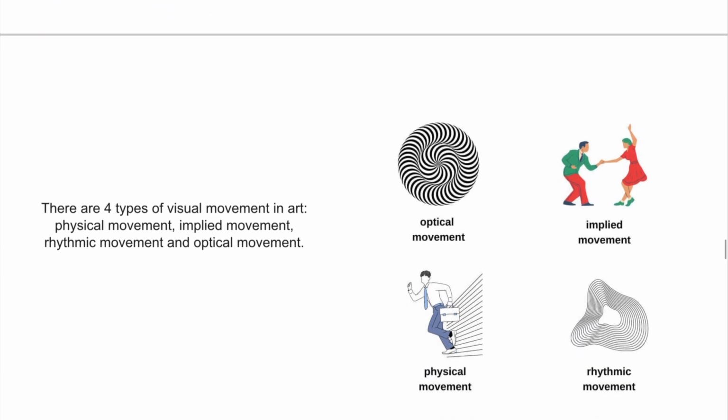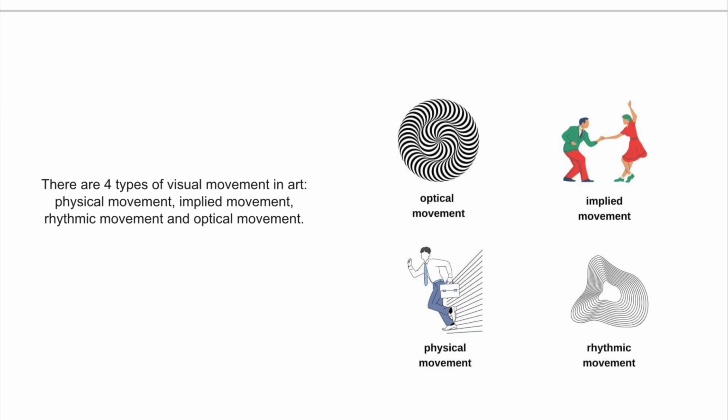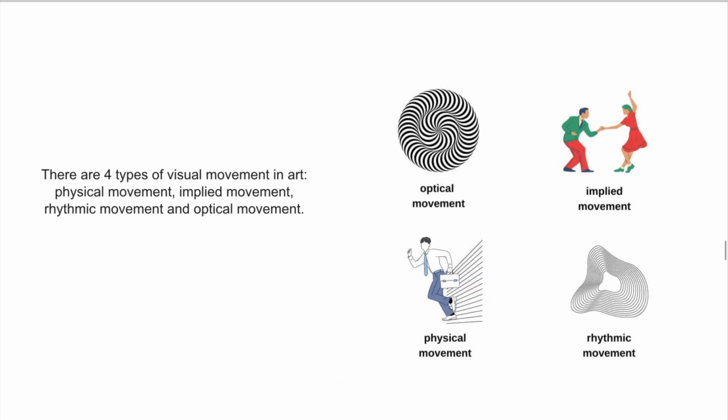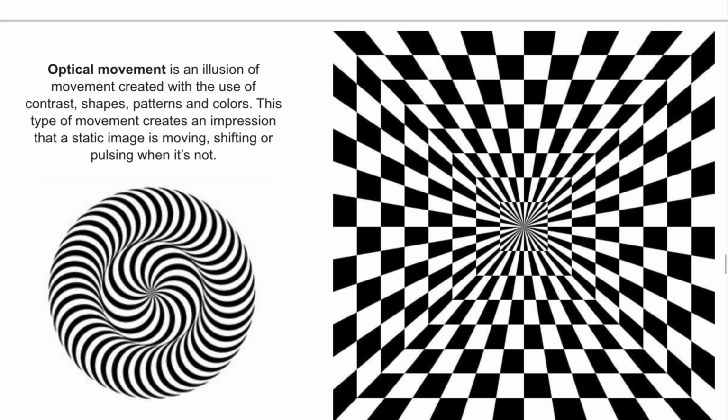But we can break down movement into these 4 categories. I've heard people say more or even combine some of these. I'm going to keep it simple and just go with these 4. So implied movement, physical movement, rhythmic movement, and optical movement are the ones we're going to talk about. Optical movement is an illusion of movement created with the use of contrast, shapes, patterns, and colors. It gives this feeling, sometimes almost eye-crossingly so, that the image is actually moving when in fact it's not. It can almost be hypnotic.